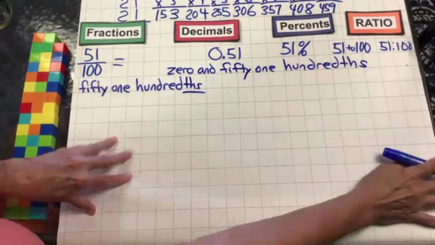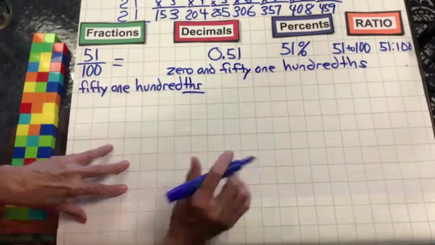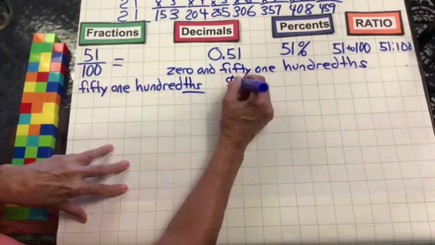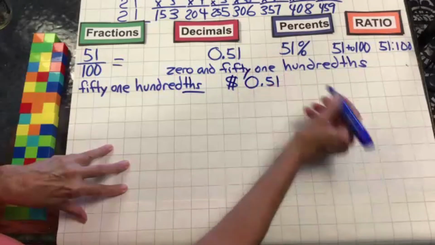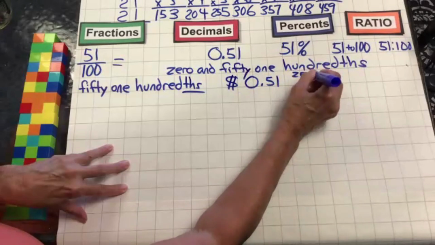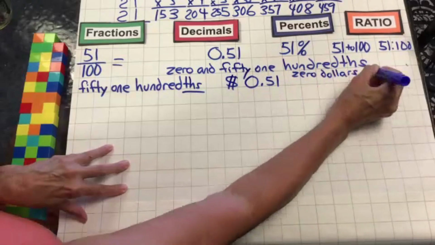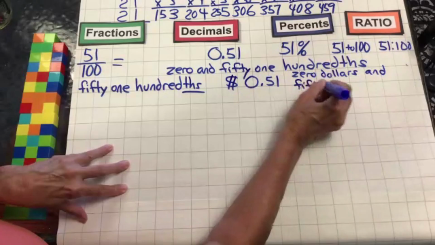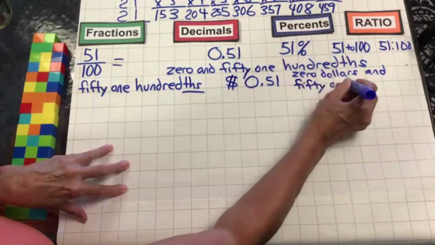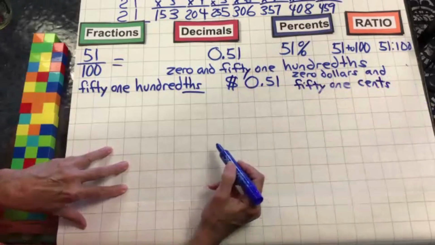Check your answers to mine. And if we were writing it in dollars and cents, it would be $0.51. So $0 and 51 cents. So you've got that all written down.